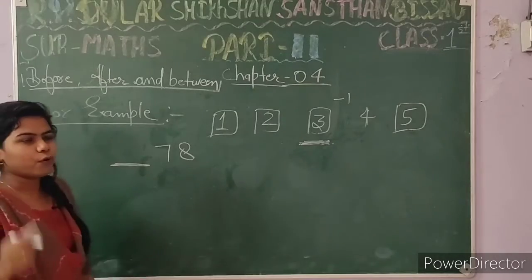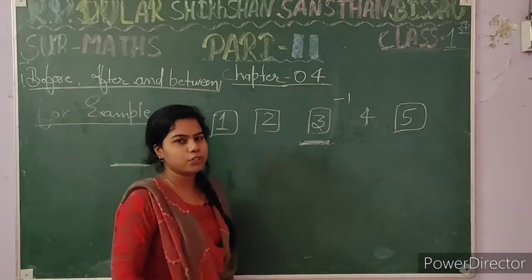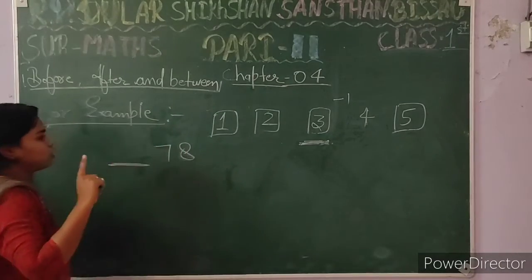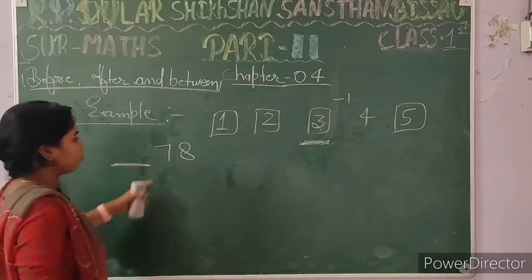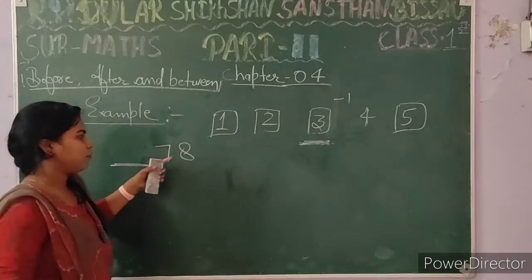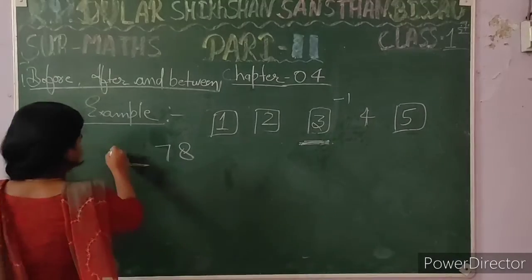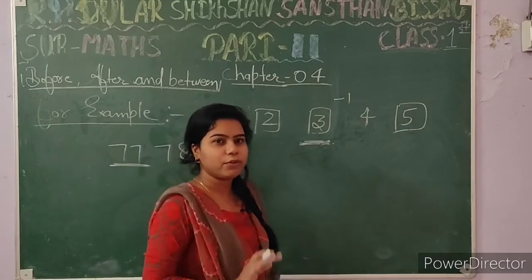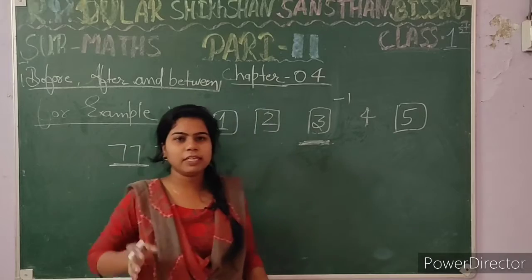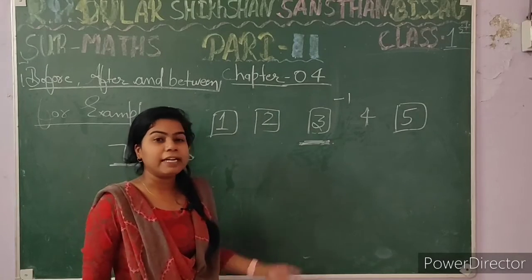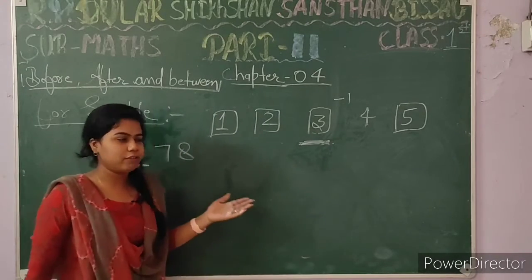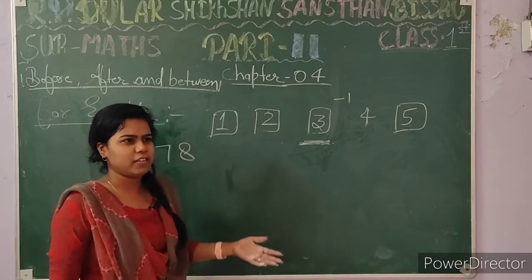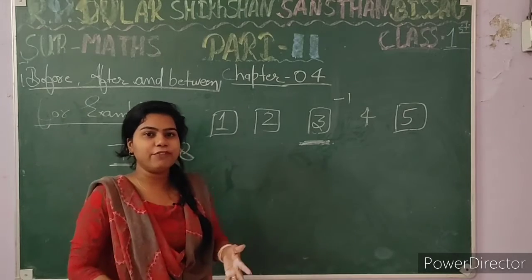When the word before comes in the question, you do subtraction. So 1 subtracted from 78, the answer is 77. Don't think about what ma'am is saying, like decreasing order, increasing order, descending order. Some students get confused here.